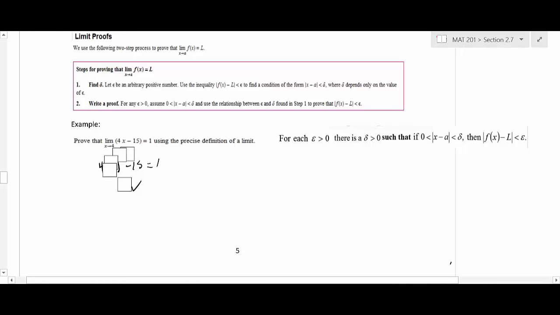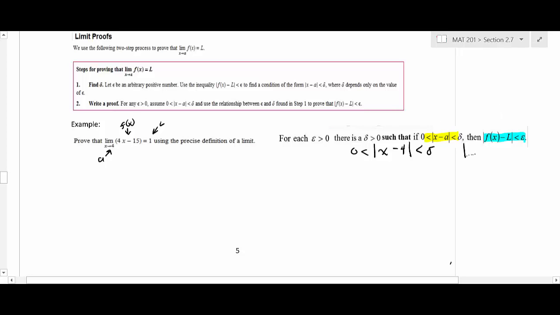Okay, so first thing we're going to do is formulate these things. We're going to try to find a connection between epsilon and delta. And you do this on the side, just scratch work. So let's see. First of all, a is 4 in this problem, so we're going to say we have 0 less than |x minus 4| less than delta. And then we take the function, which is this, and then we take the value of the limit, which is 1. Okay, so f of x is that part, L is that part, A is that part.